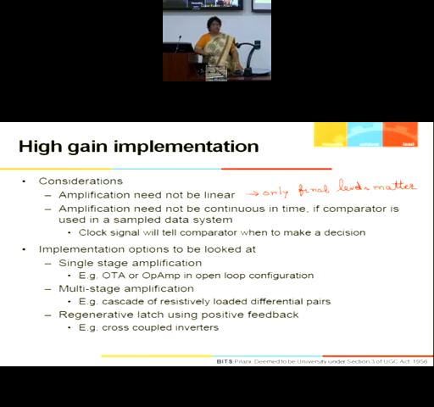So I can design a comparator which may be operating in a non-linear way. May be going into saturation. I don't care, because I do not want my output to be a perfect replica of input. All I want is a logic high or a logic low. That is sufficient for me. So it may not be operating in a linear region. It's not a very strict criteria that all transistors should operate only in the linear region. Okay? So amplification need not be linear.